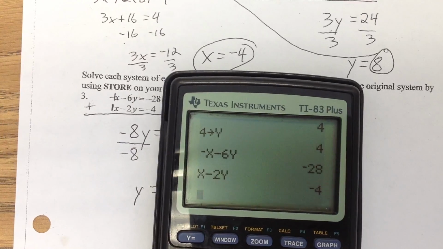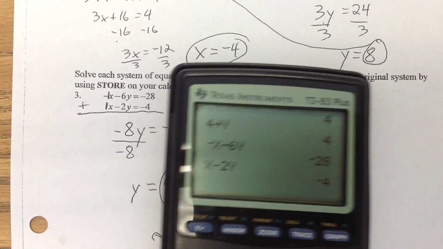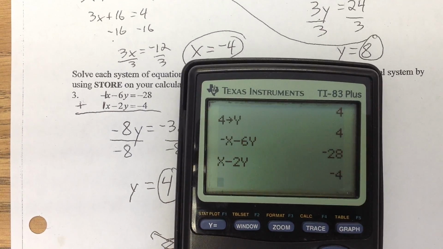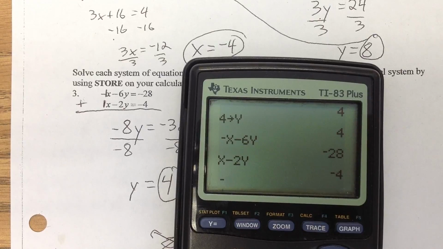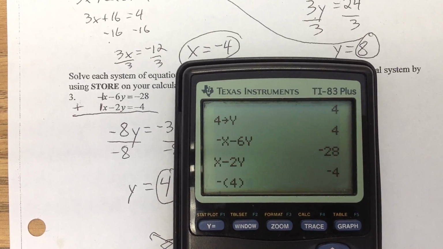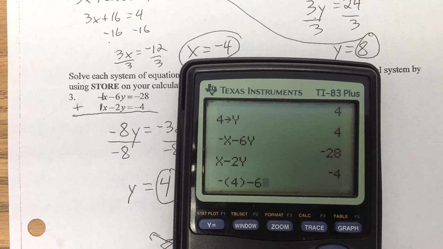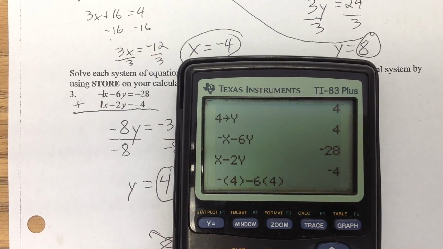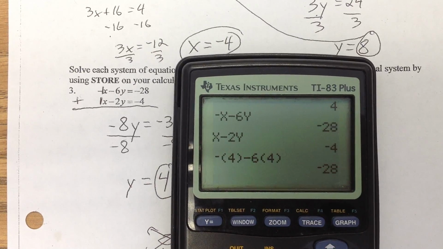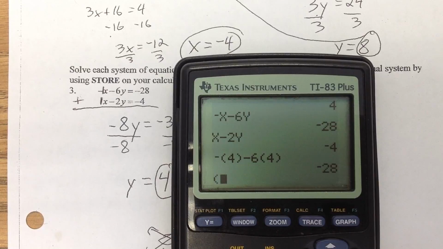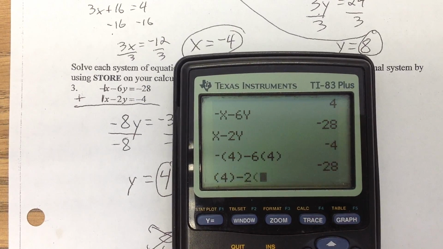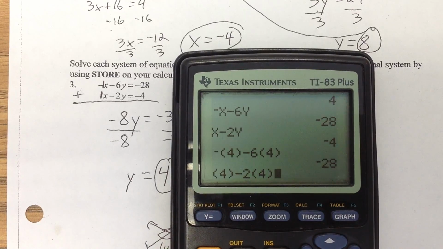You can also just plug the numbers in by hand. You don't have to use the calculator to plug them in. You could just say, all right, the first one's negative x, so that's going to be negative, and then I'm plugging in my 4, minus 6, and then I'm plugging in my y, and you'll get the same negative 28. And you can do the same thing down below, plugging in the 4 for the x, minus 2, and then plugging in the 4 for the y. You're going to notice that I'm using parentheses every time I plug it in.